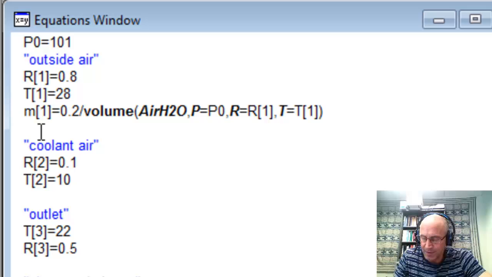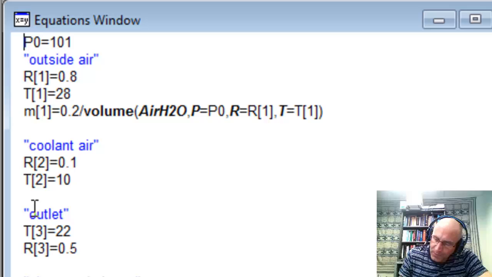I just called it M here, but the mass flow rate of air is 0.2 over the volume function, where air water is the material that I'm using in EES. I give it three parameters now, the pressure, and then R and T. And since I'm always going to be doing atmospheric, I define that as P naught, so I can just always say P equals P naught, and then R is my relative humidity. That's a number between 0 and 1, so don't do 80, you do 0.8. And then the temperature, which is degrees Celsius.